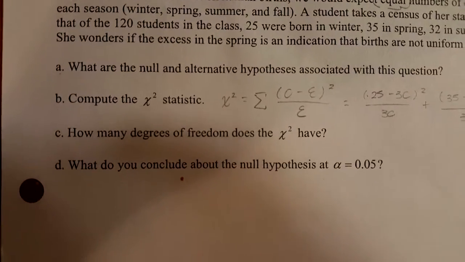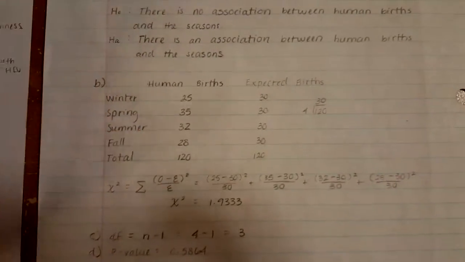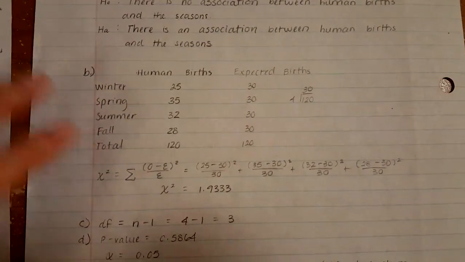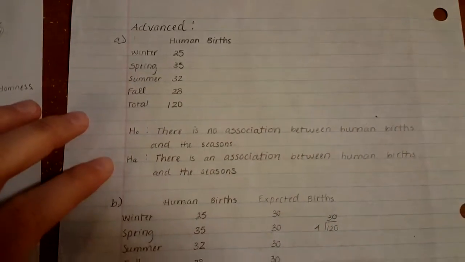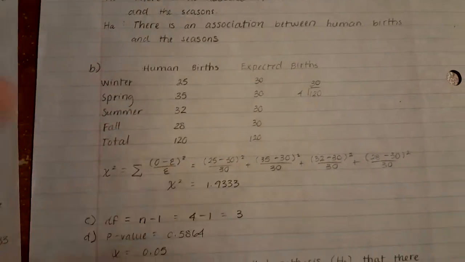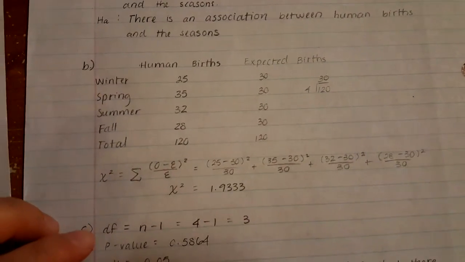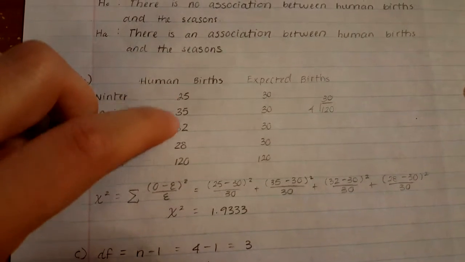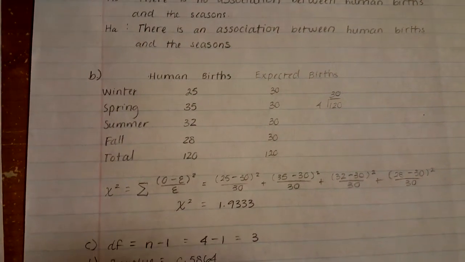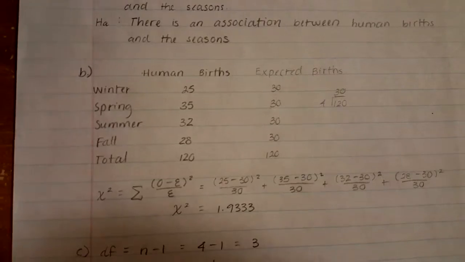B, compute the chi-square statistic. All right, so first, you have to understand that you're using a chi-square because you have a matrix. You have a 4 by 1 matrix. And to do this, you need the expected value, because this 25, 35, 32, 28 are the observed values. You would need the expected.